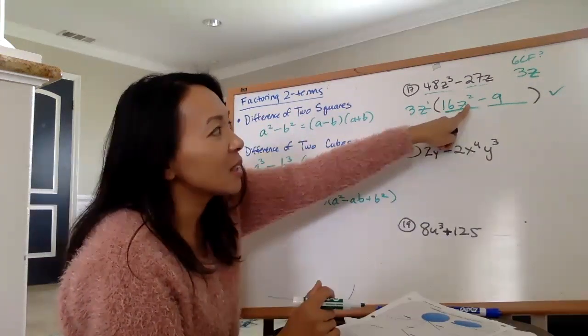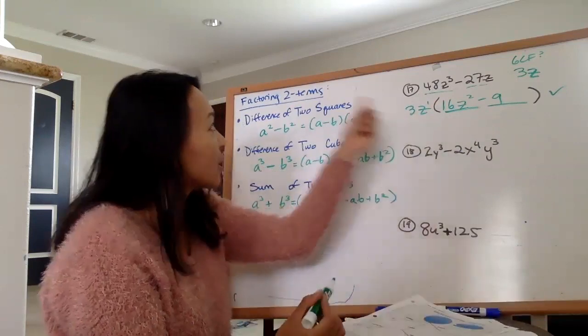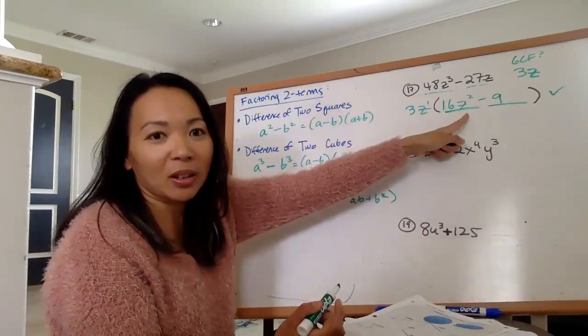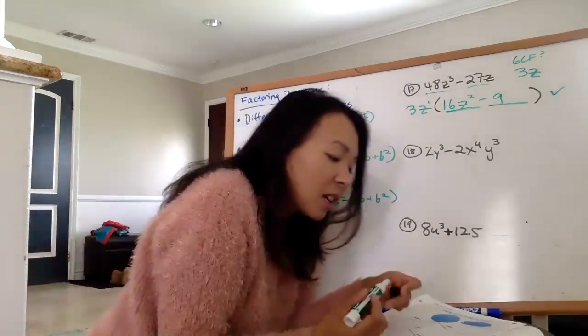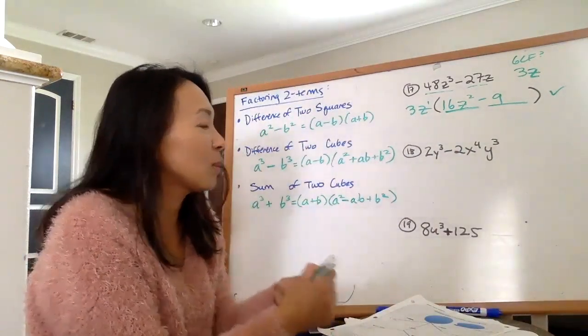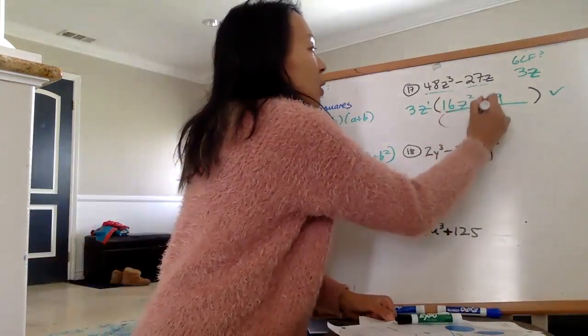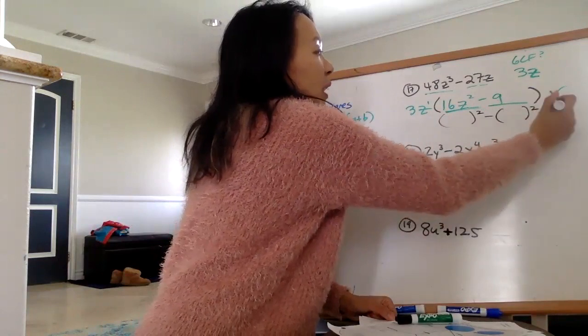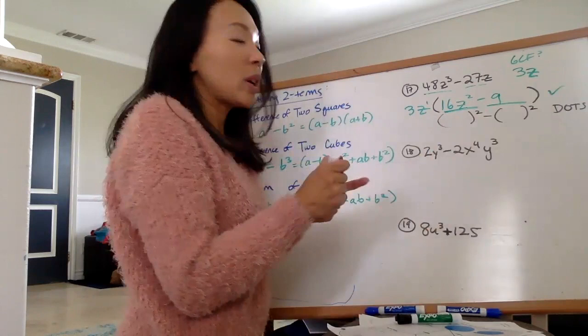Well, I see here z squared. Z squared tells me, oh, maybe it's a square term because it's z squared, right? So I have a hunch that this might be a square term. So if it was a square term, what is being squared? So is this a DOTS? And if it is, then what is being squared?